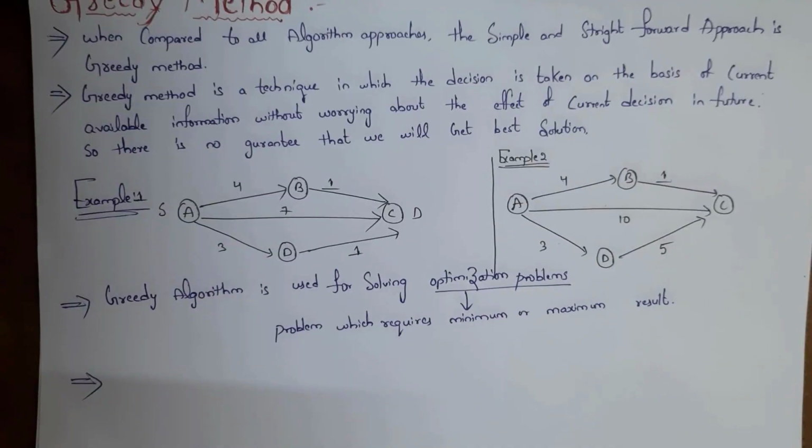Meaning of this is, greedy method will take decision based on the current available information. Based on the current available information, this greedy method will take decision. It does not worry about the future. I will give one example so that you can clearly understand this meaning.